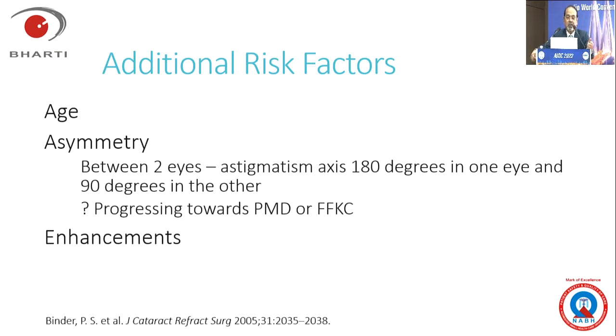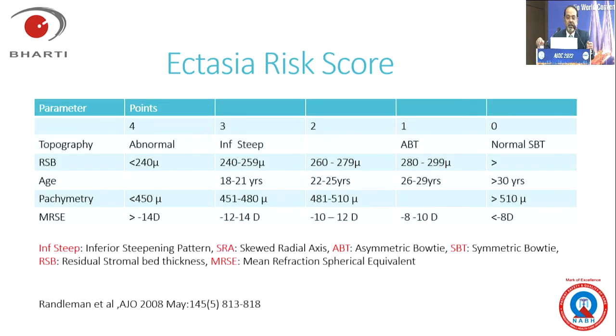Additional risk factors were smaller age, asymmetry between two eyes. Like if one eye has astigmatism at 180 degrees and the other has 90 degrees, like with the rule astigmatism and against the rule astigmatism in two eyes, and mostly this was progressing towards PMD or forme fruste keratoconus. And also in cases where we did enhancement by lifting the flap, thereby reducing the residual stromal bed. That was another factor which took us towards the ectasia at a later point in time.